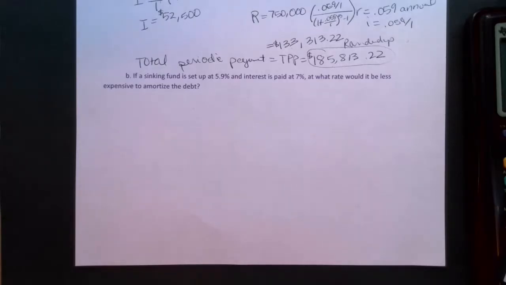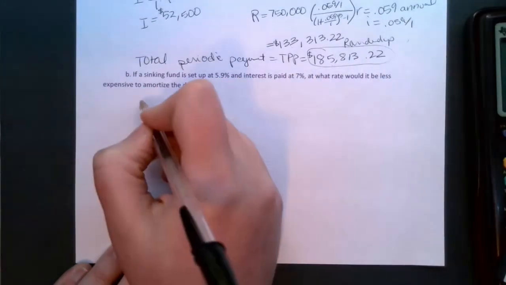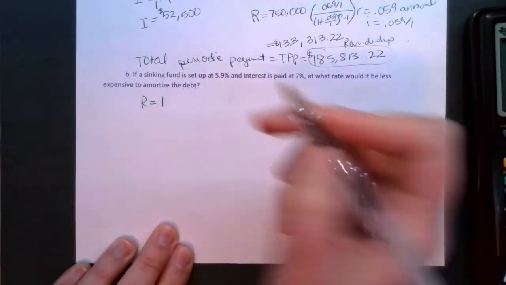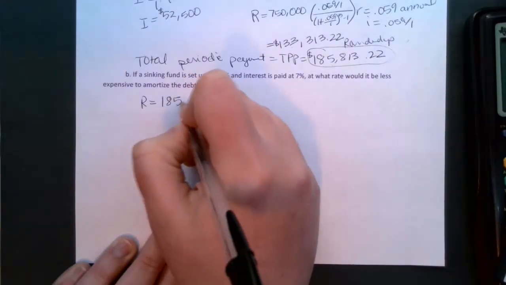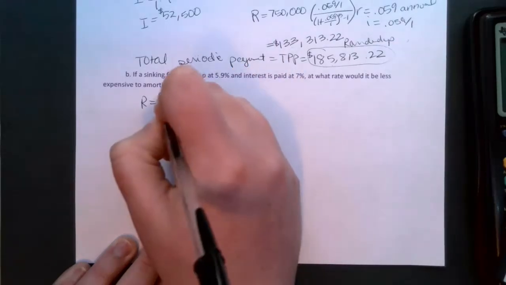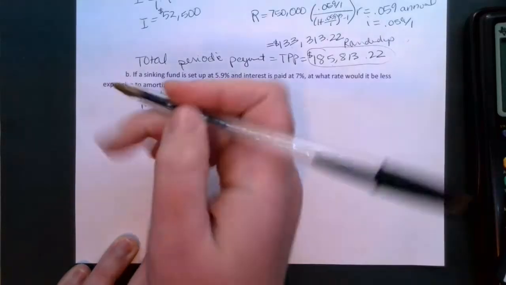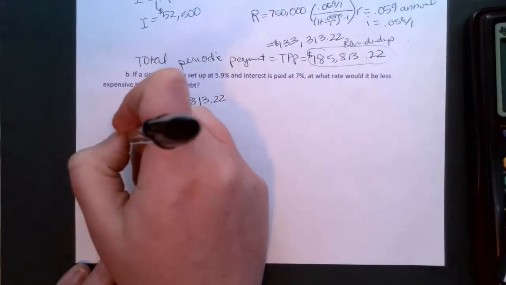Okay, so now part B. If setting up a sinking fund at 5.9% and interest paid at 7%, at what rate would it be less expensive to amortize? So what we're trying to do here is we're going to take our regular payment. This is R, so we're going to set R equal to 185,813 and 22 cents. And then we're going to use this, but we're using our setup for a loan. So we're still considering this over here.